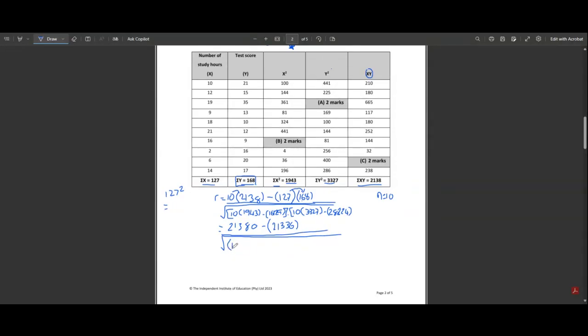Okay, and then under here we've got 1943 times 10. So add that 0. Okay, do the same for this one. Here we go. Okay, are we all together so far? Has anyone fallen off the bus? I think we're all together.